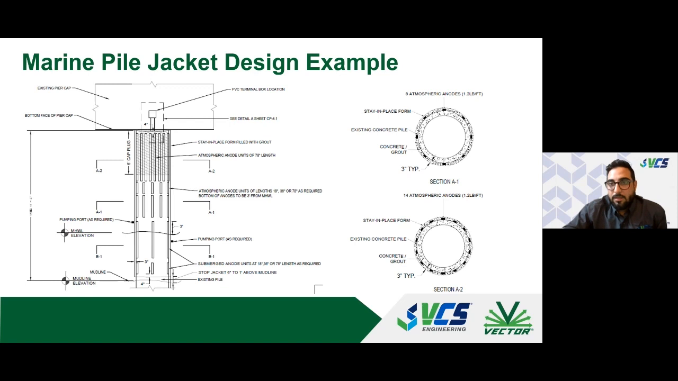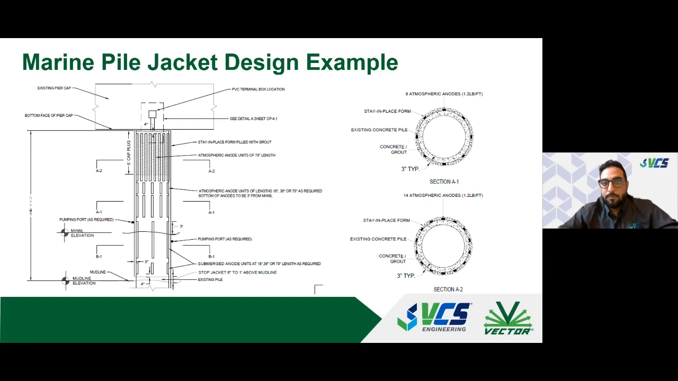And so we needed to make sure that we can overcome that corrosion current. And then we have some section views of the pile. So this is section A1, which is right here. We can see the original concrete pile, and the anodes are placed around the circumference of the pile. And they're attached to the pile, and a stay-in-place form is around them, and concrete is poured in that annular space to fill it.